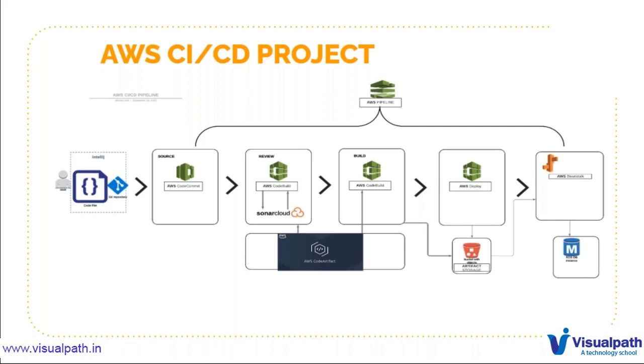Right, so we'll have a project where we're going to do AWS CI/CD. Like this: CodeCommit, CodeBuild, CodeDeploy, testing, SonarCloud testing, and then deploying it to a Beanstalk environment. This is going to be very different from what we did in AWS part 1.